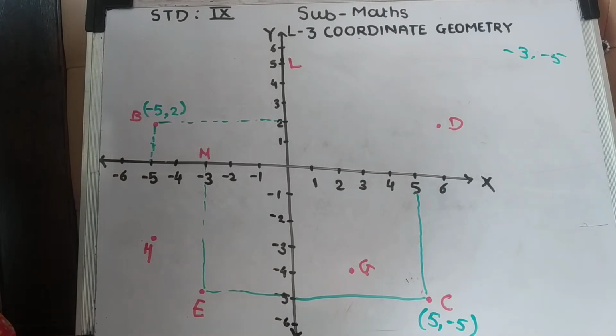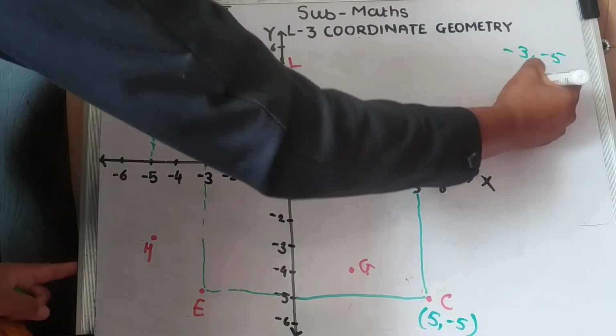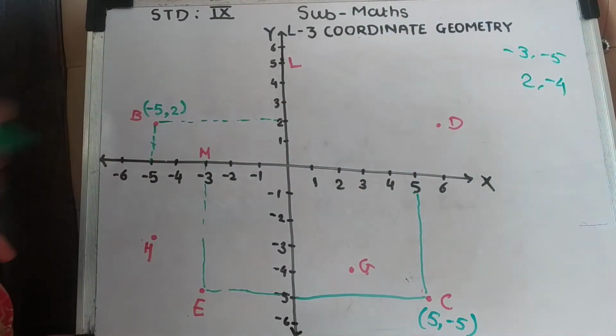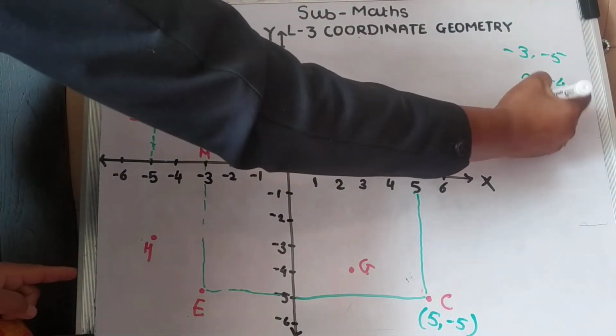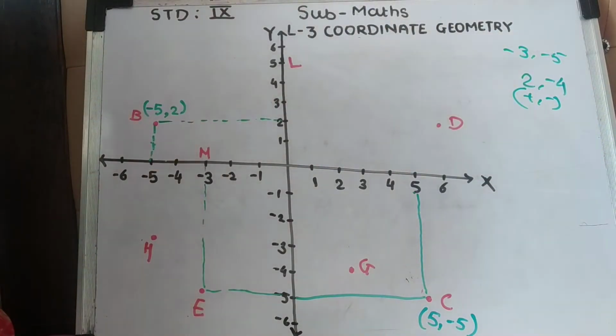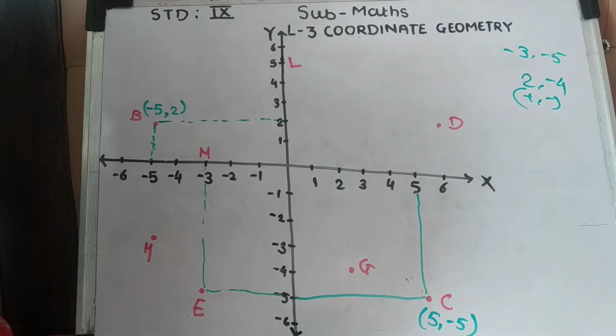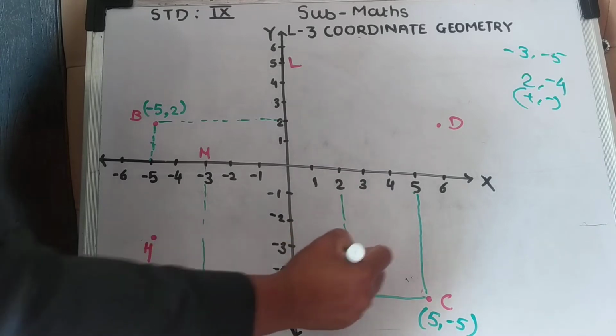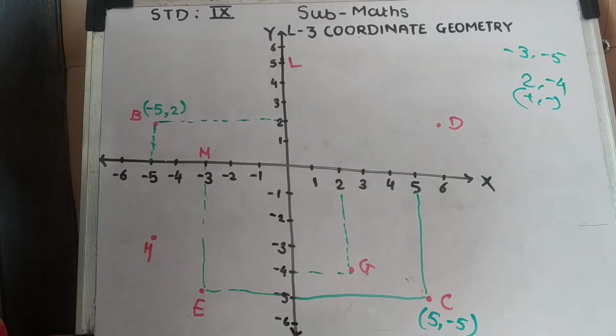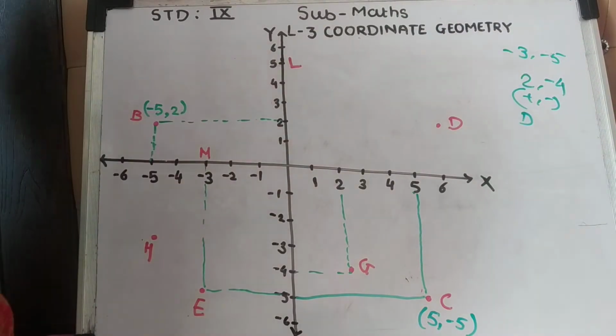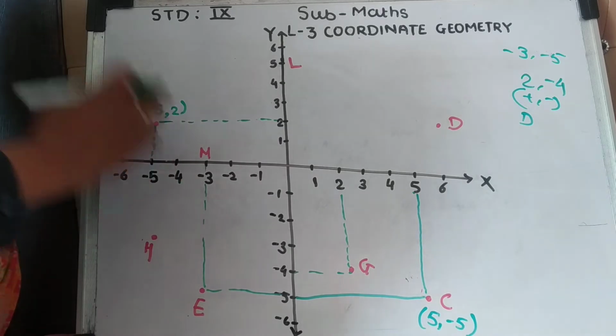E point. Right? The point identified by the coordinates 2 and minus 4. Which point does it show? This is x and this is y. So positive or negative, in which quadrant does it come? Positive and negative. It comes in the fourth quadrant. Right? So 2 and minus 4. Which one shows it? That is point D. Understood? Now we'll talk about L and M.